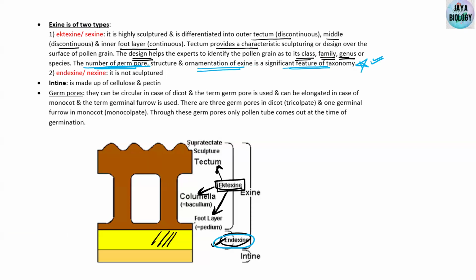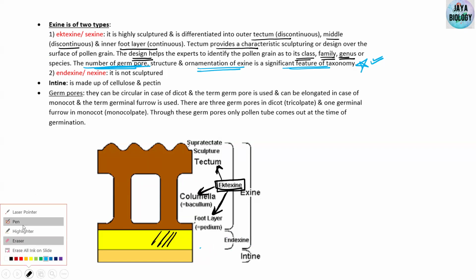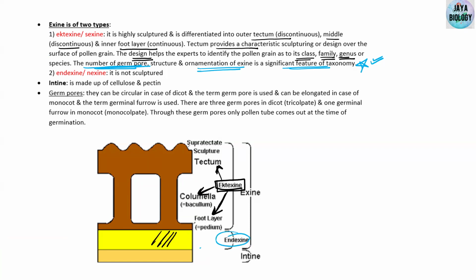And this part, innermost part, clear beta, this is endexine. This part is non-sculptured. Now, what is intine made up of? Intine is the one which is made up of cellulose and pectin. Now, germ pores. Germ pores are the ones where the exine is absent. Clear? There are 3 germ pores in dicot, but 1 germ pore in monocot.